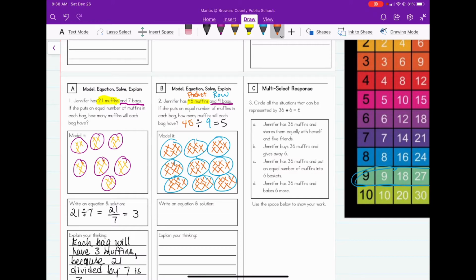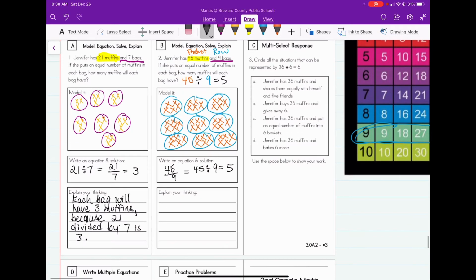Now that we've done that, we see that either way we model it, we have 45 divided by 9, which is the same as writing 45 divided by 9 is equal to 5. When we explain our thinking, we'll say that each bag will have 5 muffins because 45 divided by 9 is 5.